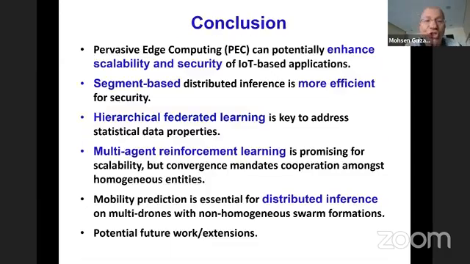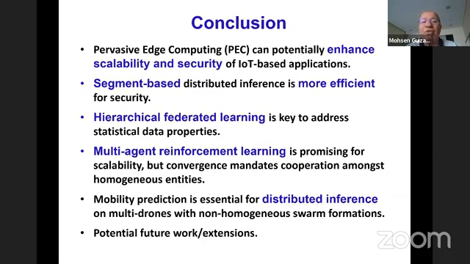So in conclusion, we have talked here about the use of pervasive edge computing or pervasive AI, where we have a trade-off between computing and communication. And we can use it in terms of security, in terms of scalability, in terms of making certain applications viable.